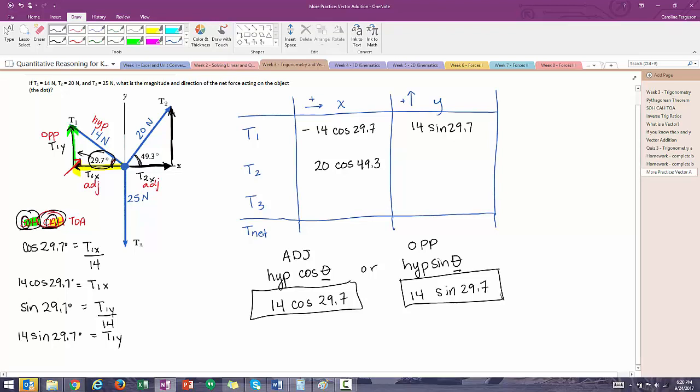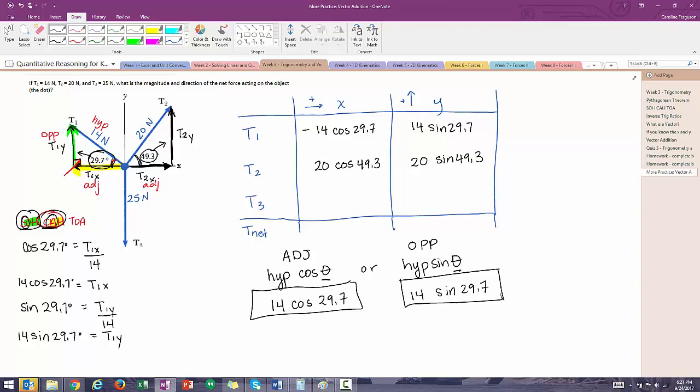And then when we look for the y component, that would be this side over here, T2y. Okay, notice T2y is opposite the 49.3 degrees. Since it's opposite, we're going to use sine. So now, since we're using sine, we're going to say 20, the hypotenuse, sine of the angle, 49.3. Now T2y is pointing upwards, so we're going to keep that as a positive value. Okay, now we're going to take a look at T3.